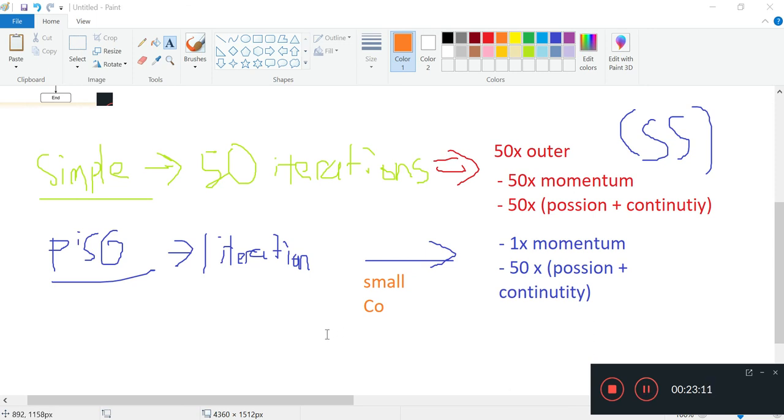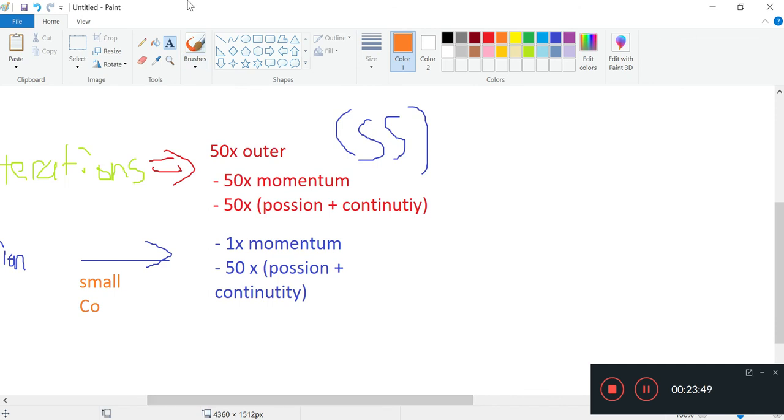Now normally, of course, we may not actually need 50 iterations for one time step. Maybe 5 to 10 or 30. It depends on the simulation. But the small Courant number will enable this, and therefore it kind of saves us. It saves us one momentum solve instead of 50 times of this momentum and Poisson equation. You can have 1 and 50. So this kind of saves us computational space.